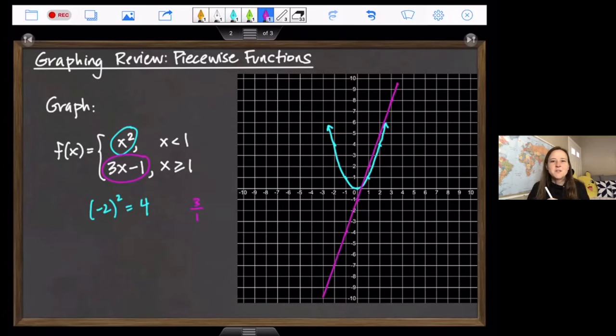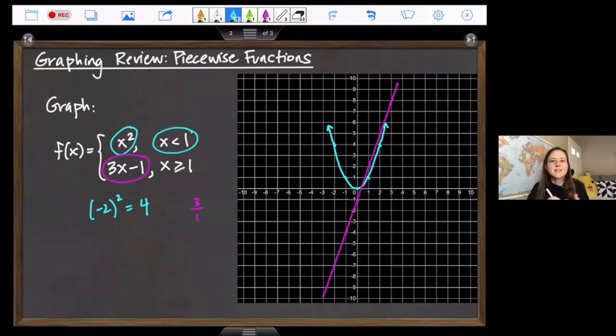All right, so now we're going to do the Frankenstein bit where we chop up a bit of the blue graph and a bit of the pink graph and put them together in our graph of f of x. So let's pay attention to those interval parts of the function. f of x says, I love the graph of x squared that you drew for me, but I only want it if x is less than 1.